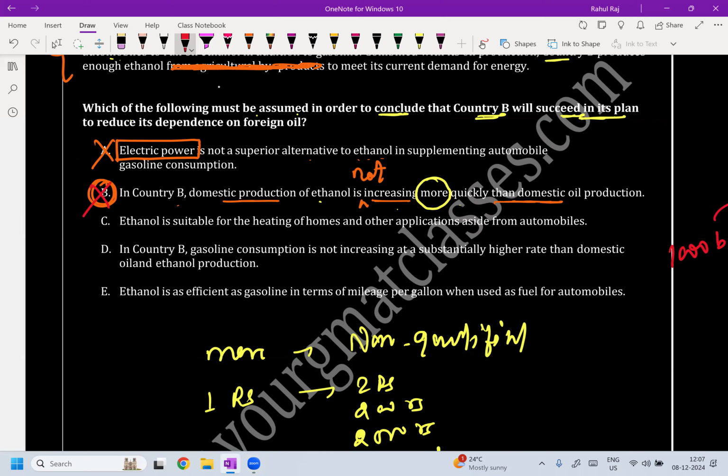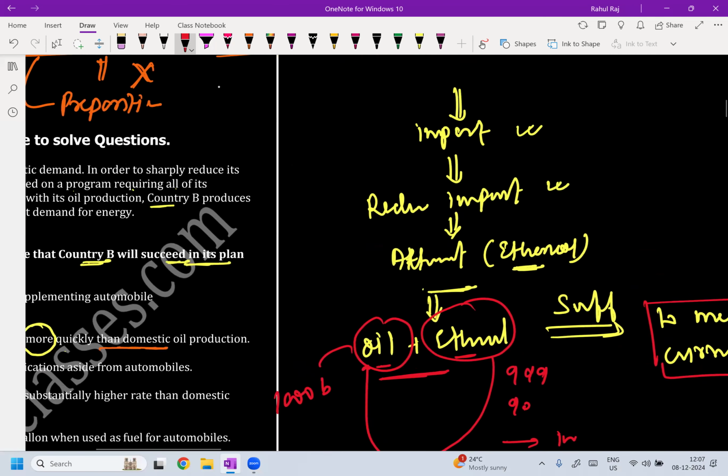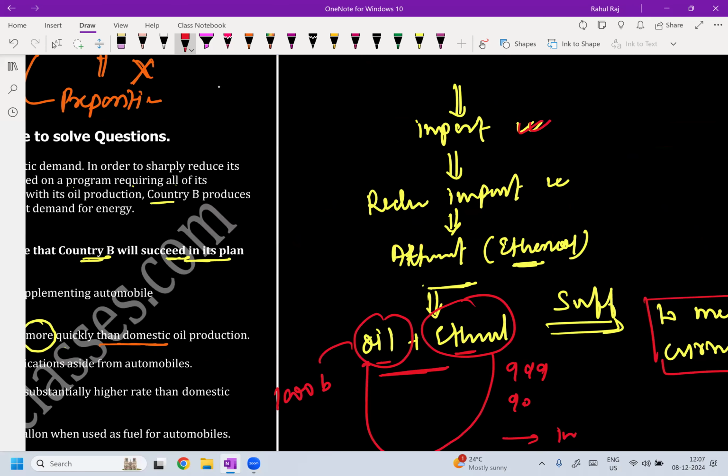Now tell me, C and E. It will take me 2 seconds to remove these. It should not take you more than 2 seconds to eliminate them either. What is there in the argument? The argument says that there was not sufficient oil, so they had to import oil. Then they wanted to reduce the import. How did they want to reduce the import? By introducing ethanol. Tell me, is there anything else discussed in the argument about ethanol?